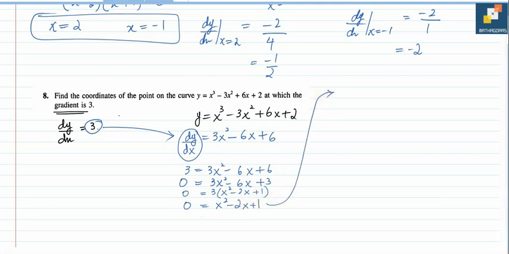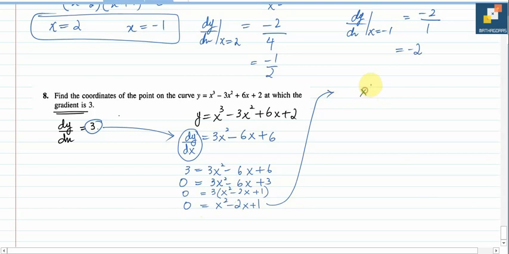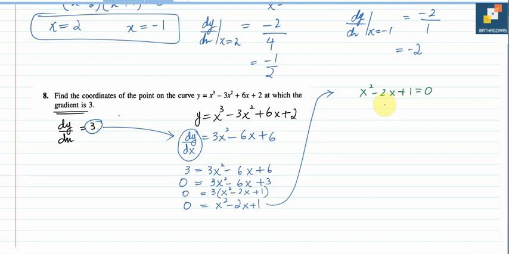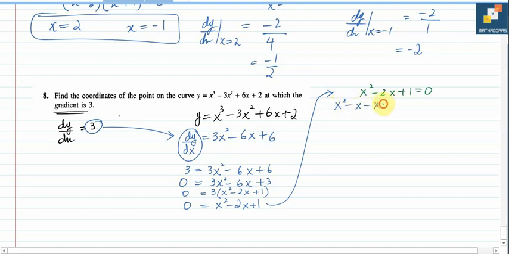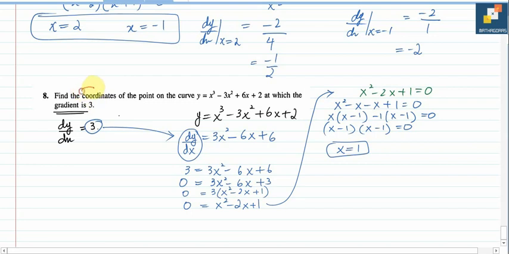Alright, I'm just continuing my solution here. x square minus 2x plus 1 equals 0. Now you need to split the middle term. It will be x square minus x minus x plus 1 equals 0. x minus 1 minus 1, x minus 1 equals 0. x minus 1, x minus 1 equals 0, which implies that you got the value of x equal to 1. But that is not the final answer, because it says find the coordinates. By coordinates, it means the value of x and y.